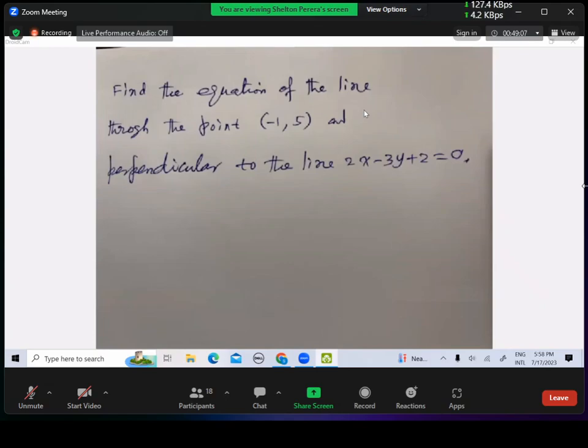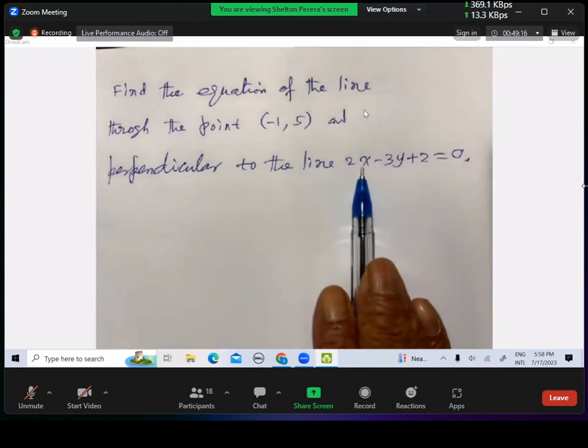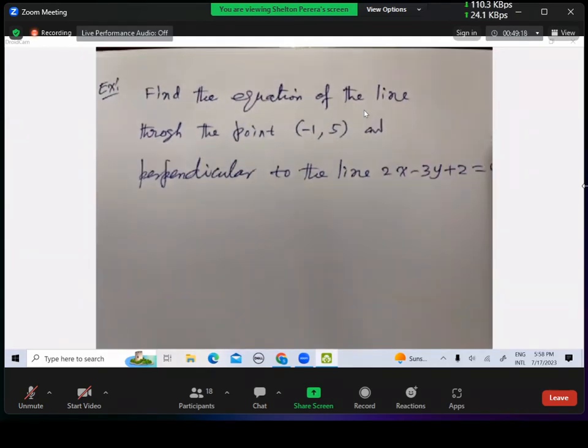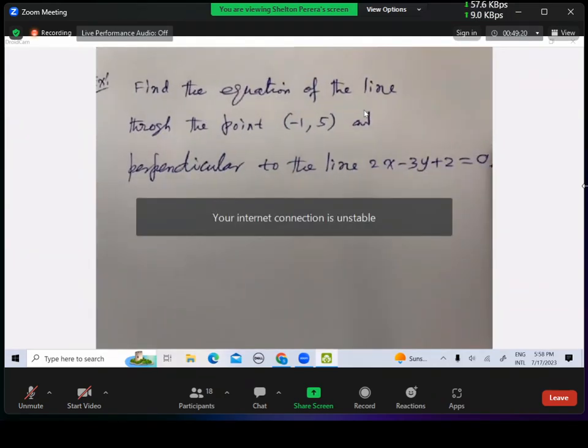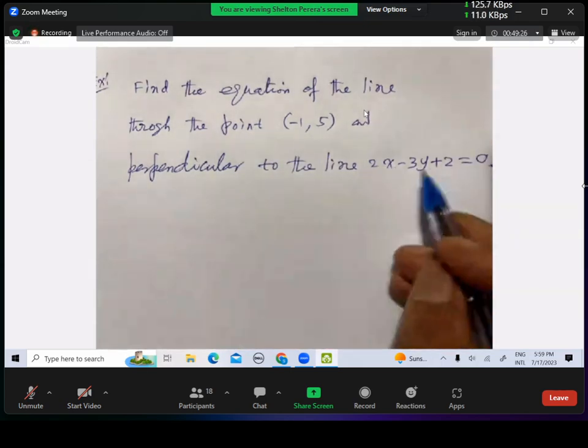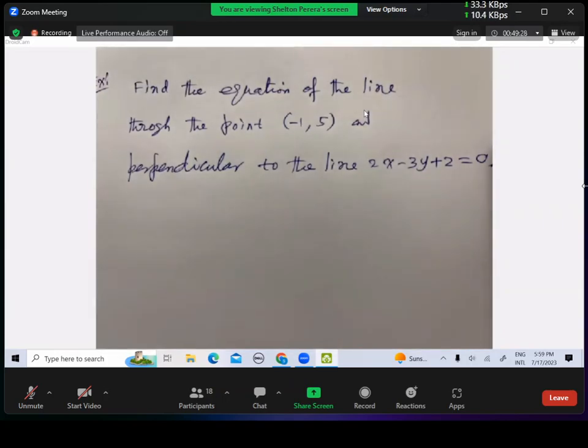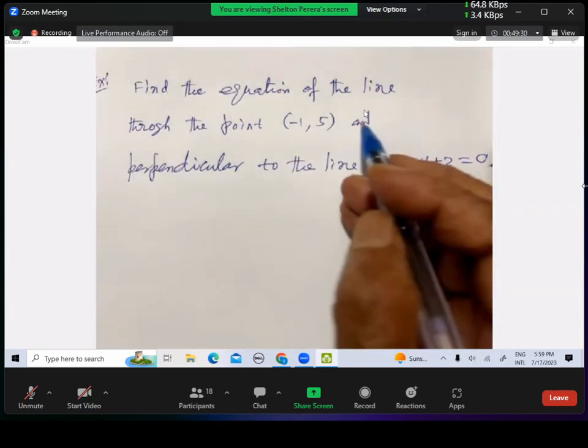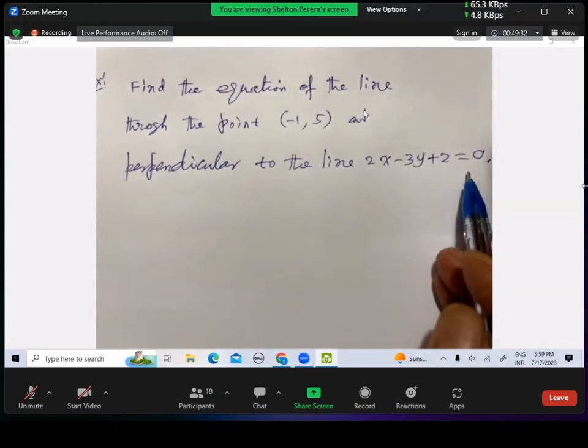Now you realize that ax plus by plus c helps you understand some things that we did earlier also better. Find the equation of the line through the point. So a point is given and a line is also given. (-1, 5), perpendicular to this.